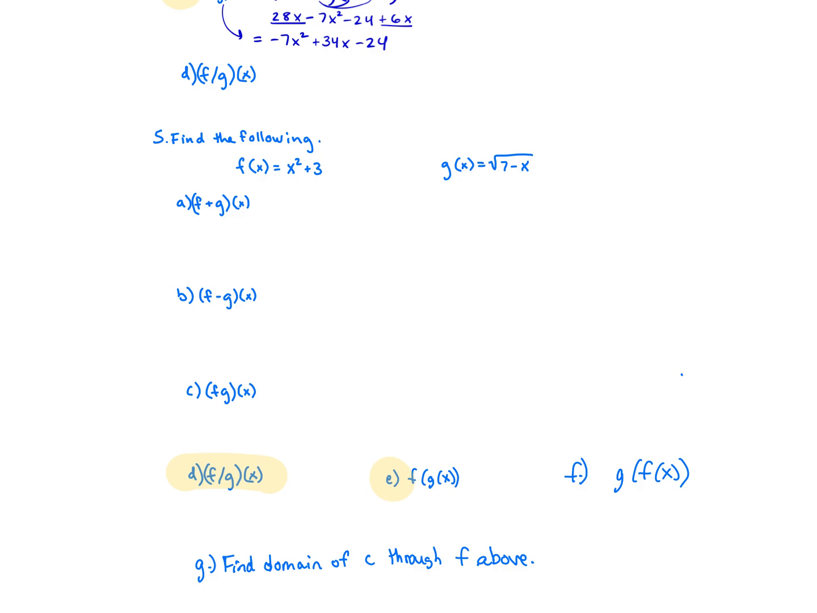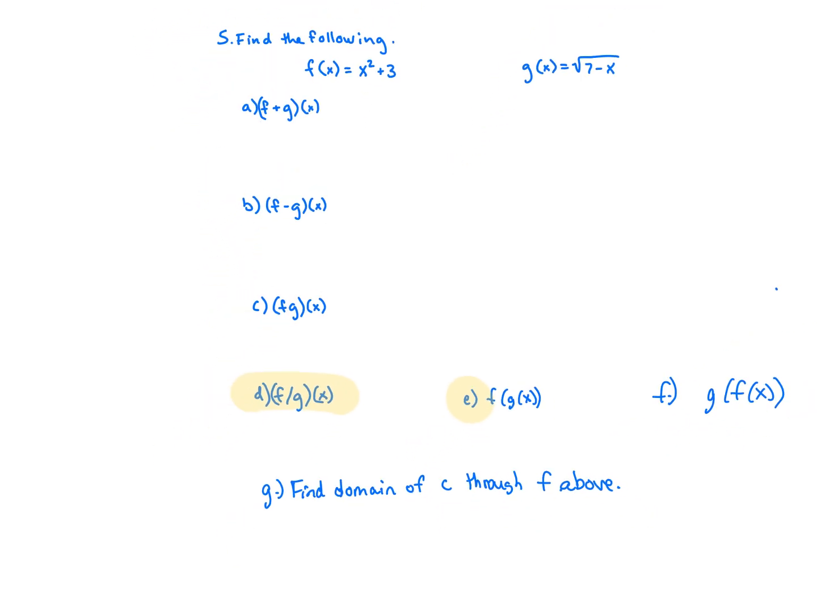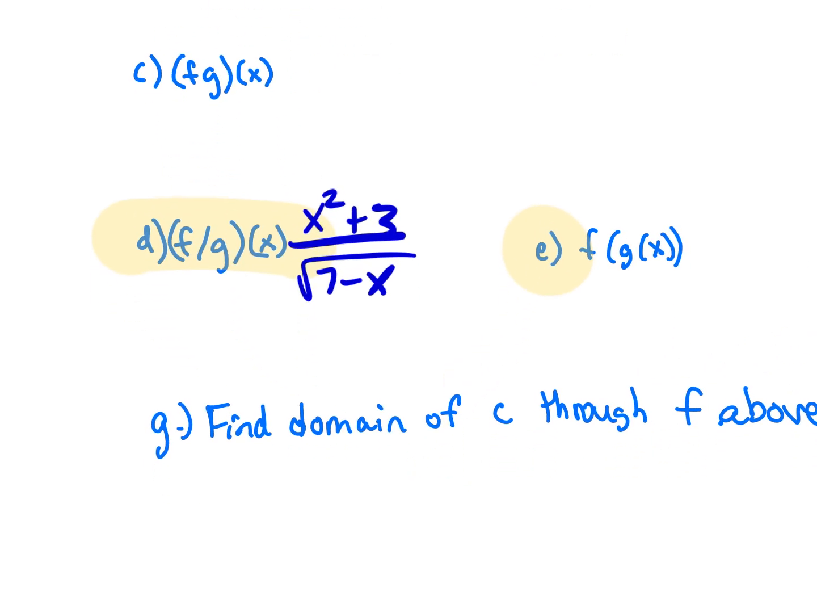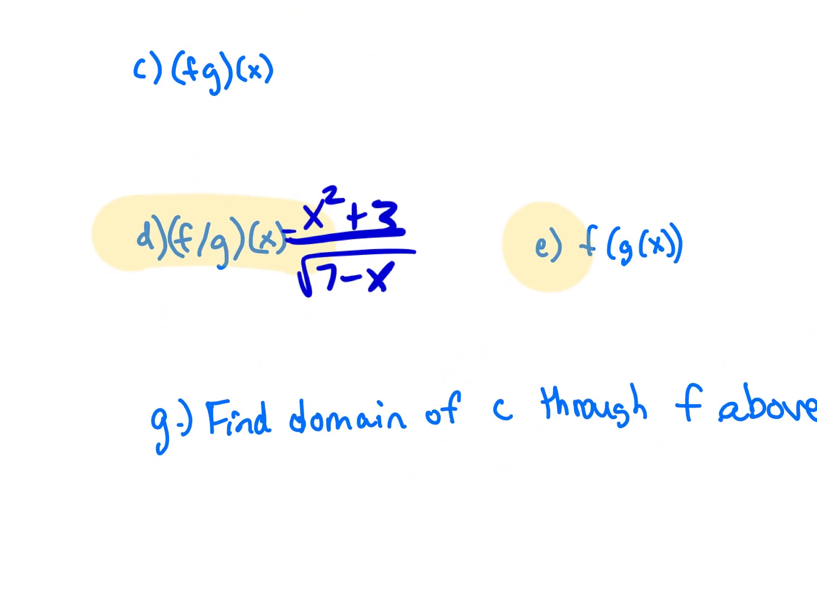All right, let's look at 5 down below. So let's find d and e. We want to find f divided by g of x. So I'm going to take my function f, which is x squared plus 3, and divide it by g, which is the square root of 7 minus x. Can we simplify here? So we can't simplify here, so we just leave it.